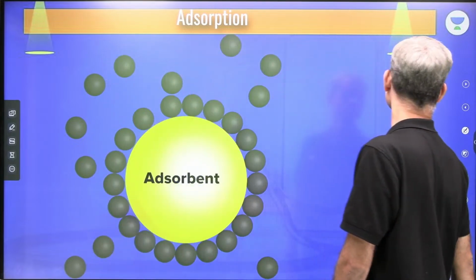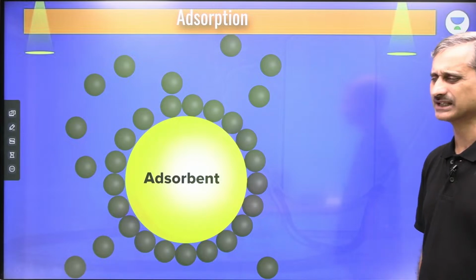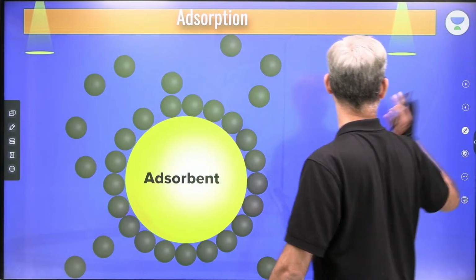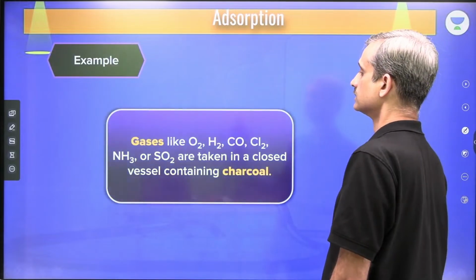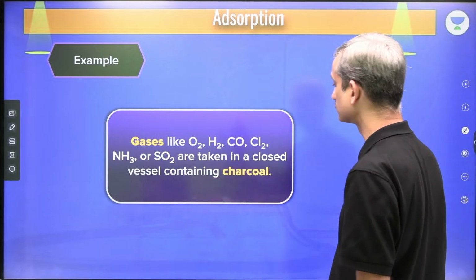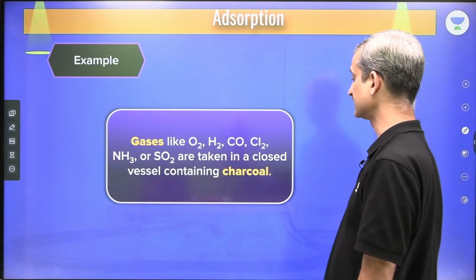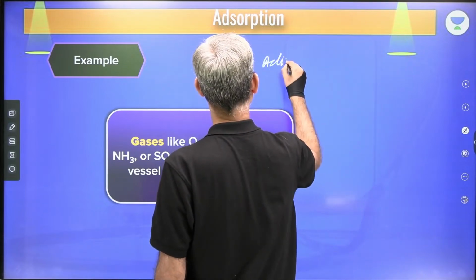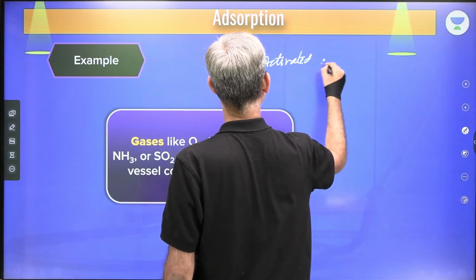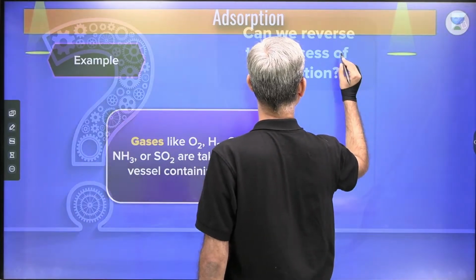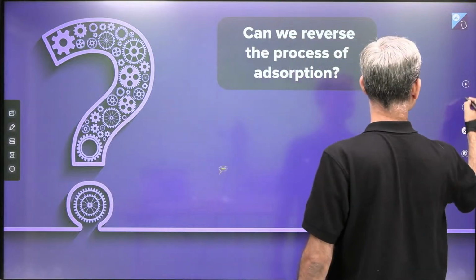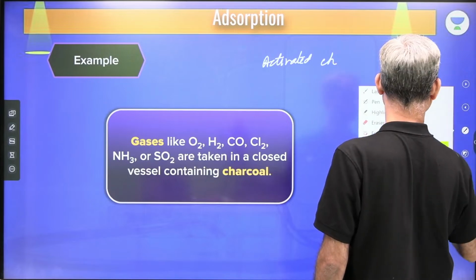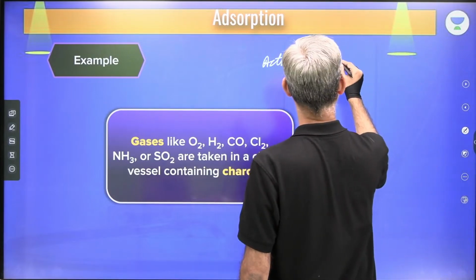So, that wetting is more like adsorption, the physical adsorption. Clear? Fine. So, gases like oxygen, hydrogen, carbon monoxide, chlorine, ammonia, sulfur dioxide are taken in a closed vessel containing charcoal. Now, this charcoal is termed as activated. Activated charcoal.